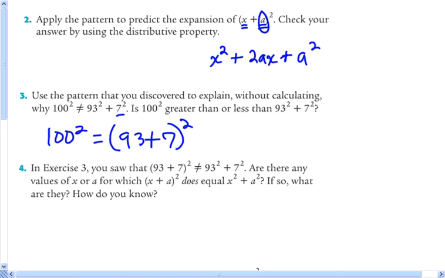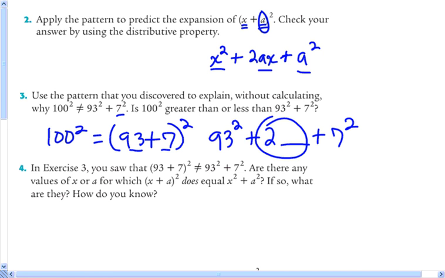And if you look at our results from the last problem, we're going to end up with 93 squared plus these two things added together and then multiplied by 2. So we're going to have 2 times some number here and then plus 7 squared. So we're missing a big part. And if we say that it's equal to 93 squared plus 7 squared, we're missing a big part of the number that would add up to that. So 100 squared is actually quite a bit greater than that.